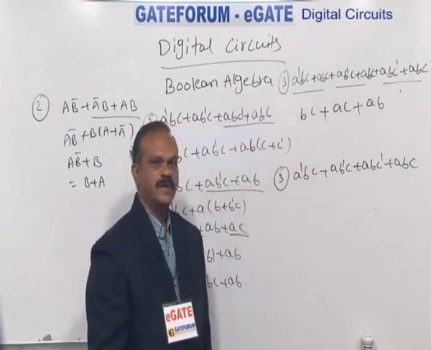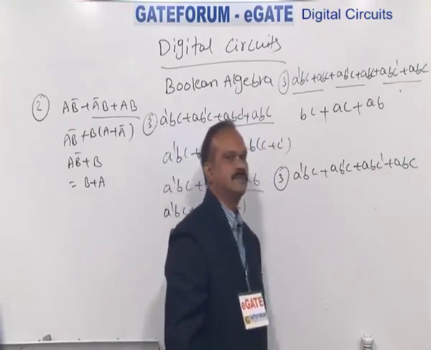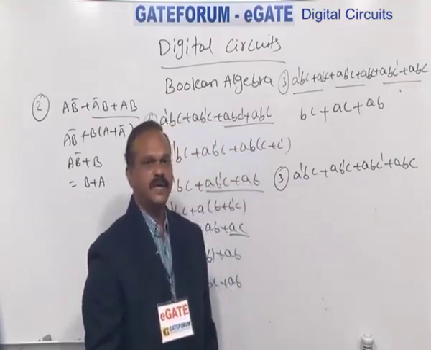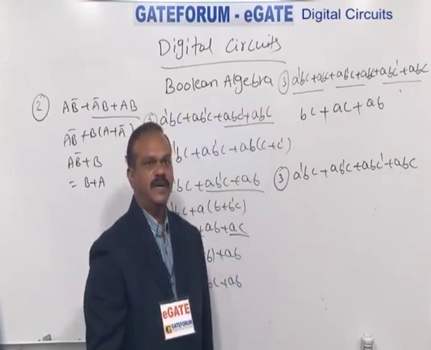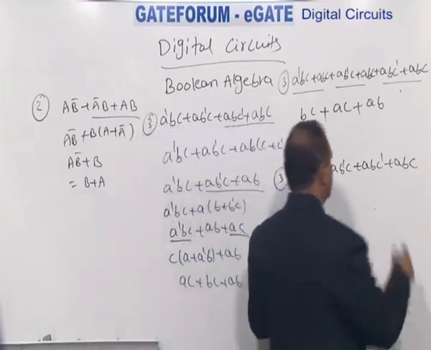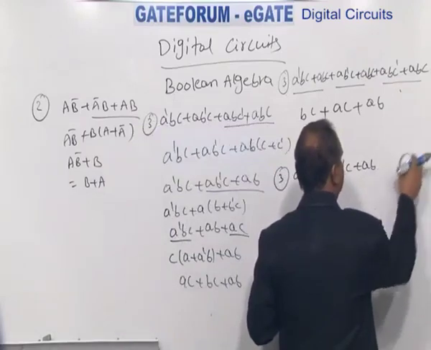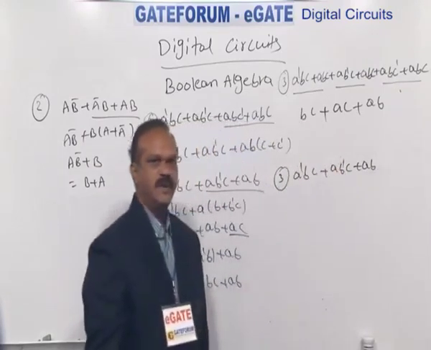Means within one step you can solve this. For example, in the last two terms, what expression will you get? Suppose you take AB common, C plus C bar is 1, so you will get only AB. So in the last two terms I am writing only AB, because if you take AB common, C plus C bar is 1.